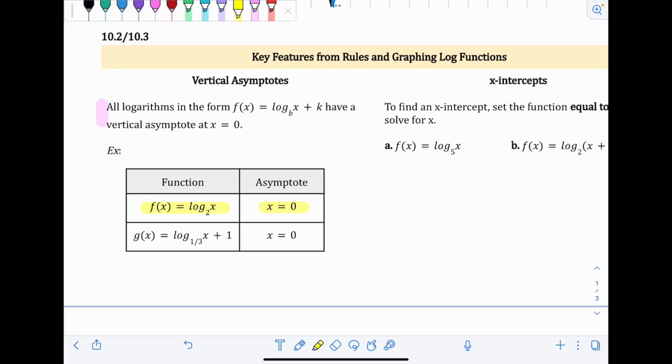So another example is if you have g of x equals log base 1/3 of x plus 1. Again, that plus 1 is added, but it's not in parentheses, so it's not a horizontal translation. So it wouldn't move the asymptote, so the asymptote would stay at x equals 0.